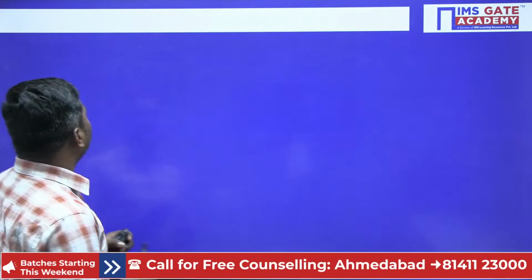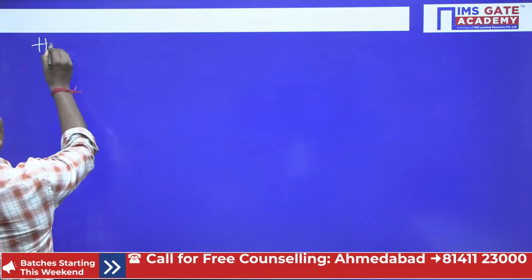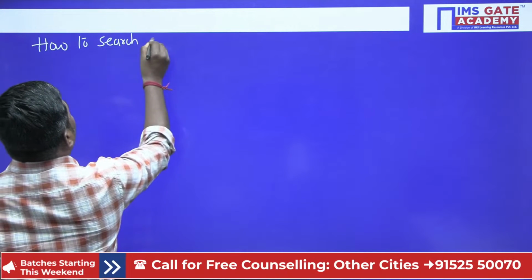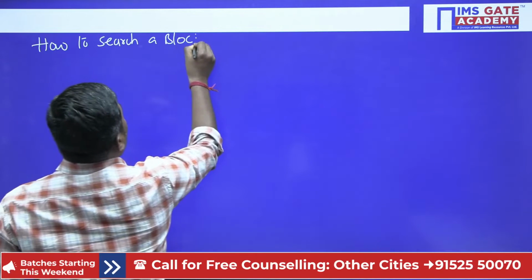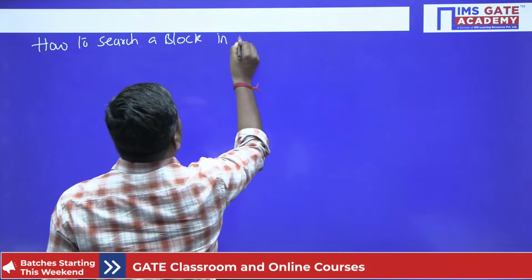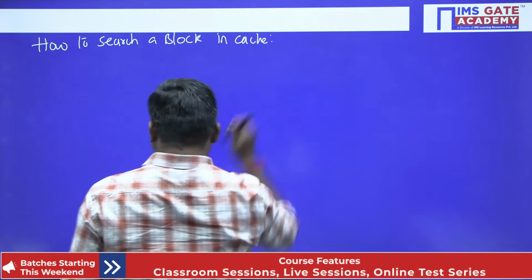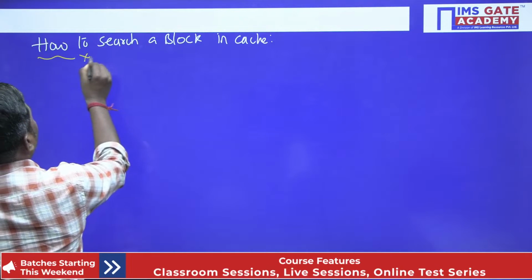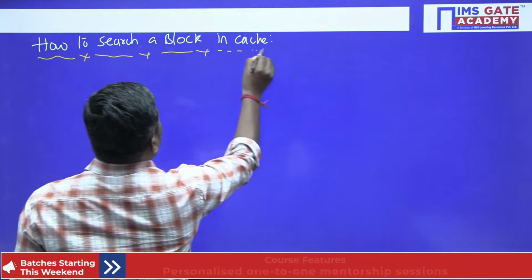Let's see how searching happens here. The question is, how to search a block in cache memory?